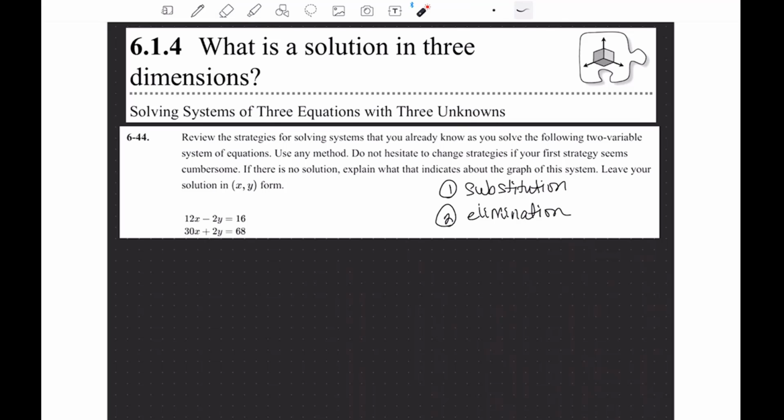So when I look at my system, if I want to use substitution, I either need to solve for this x or this x, or this y or this y. If I solve it for x, to get rid of that 30, I'd have to divide by 30. And this guy doesn't like to be divided by 30. Now I'm going to deal with fractions. So maybe I don't want to solve that one for x.